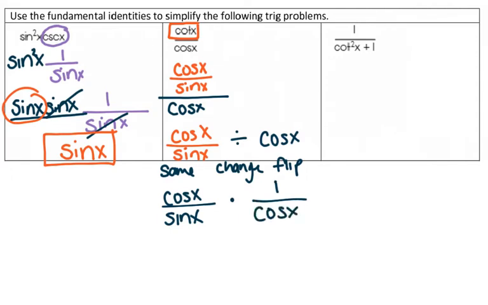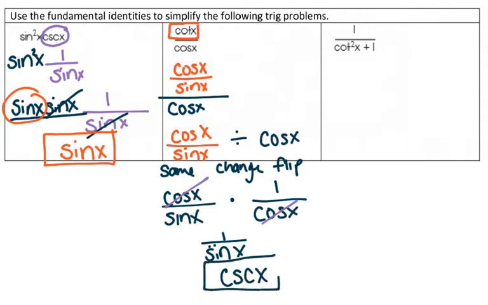So now when that happens, cosine on top cancels out a cosine on bottom, so what you have left is 1 over sine x, and that is a reciprocal identity. 1 over sine x is the same thing as cosecant x. So that is my most simplified form. Okay, so in the first one, we used a reciprocal identity. The second one, we used a quotient identity and then a reciprocal identity.